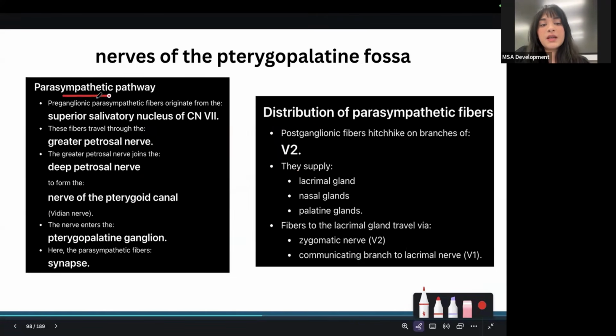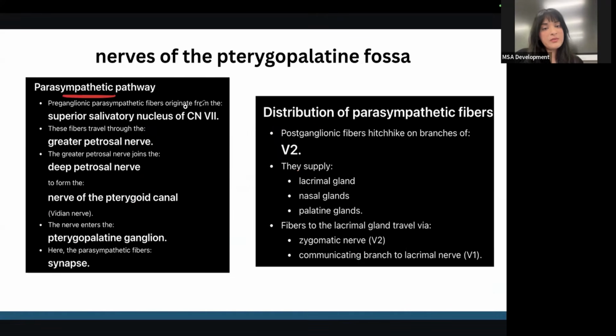So parasympathetic pathway, you have preganglionic parasympathetic fibers originate from superior salivary nucleus of cranial nerve number 7. They travel through the greater petrosal nerve. It joins the deep petrosal nerve to form the nerve of the pterygoid canal. This is called the Vidian nerve. Enters the pterygopalatine ganglion, and here the parasympathetic fibers, only the parasympathetic fibers, synapse. Okay, and then they hitchhike onto V2, and then they go to the lacrimal, nasal, and palatine glands.